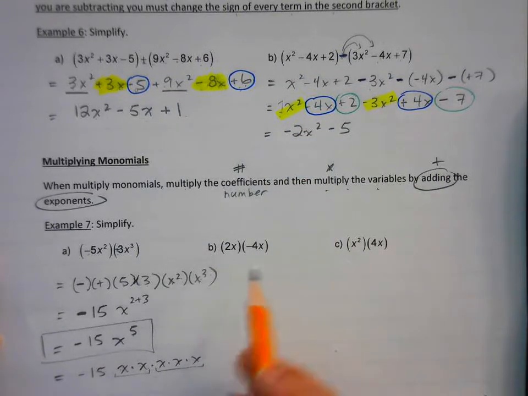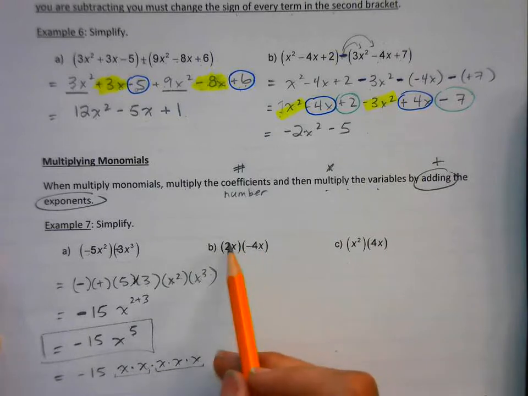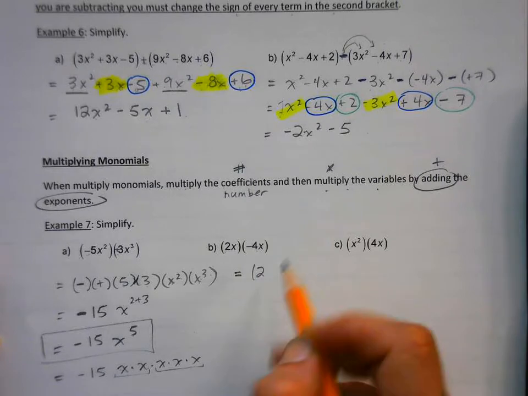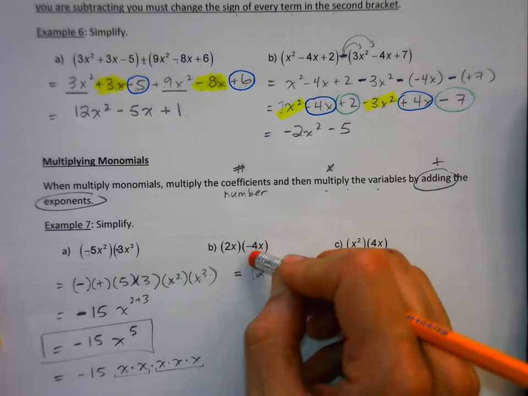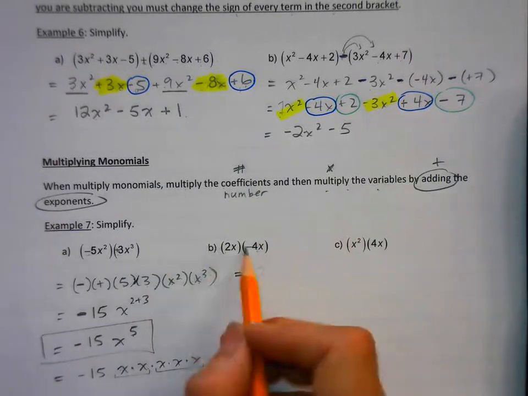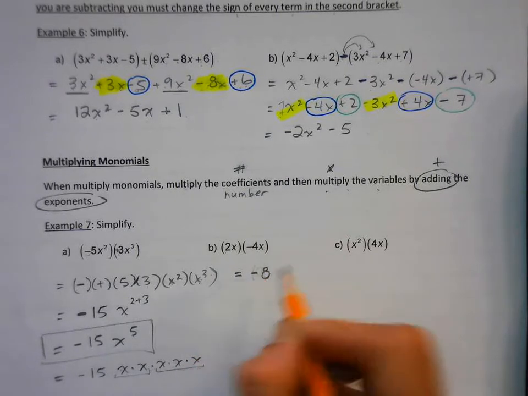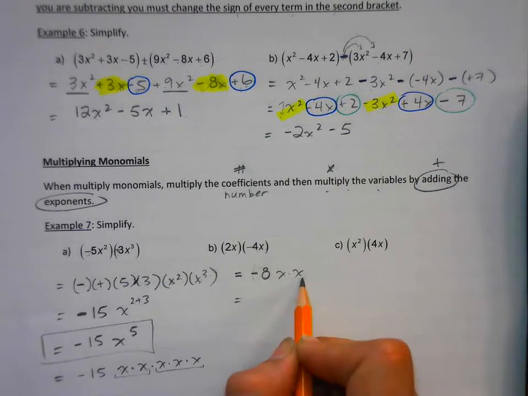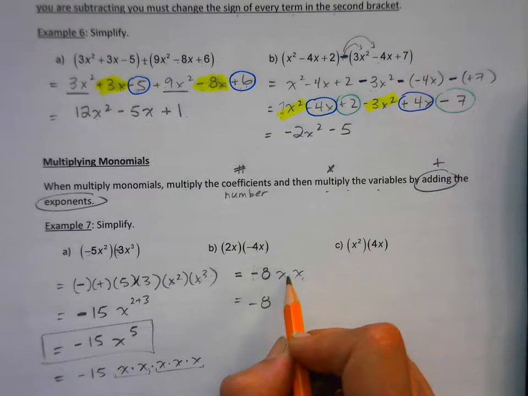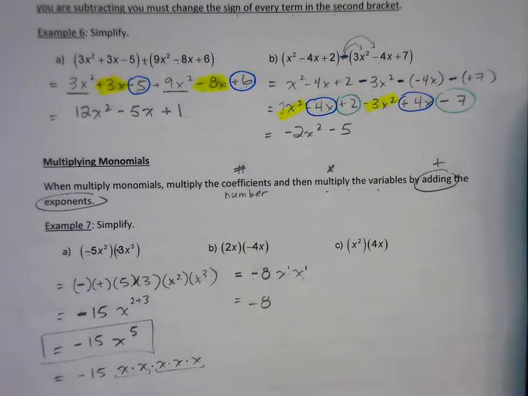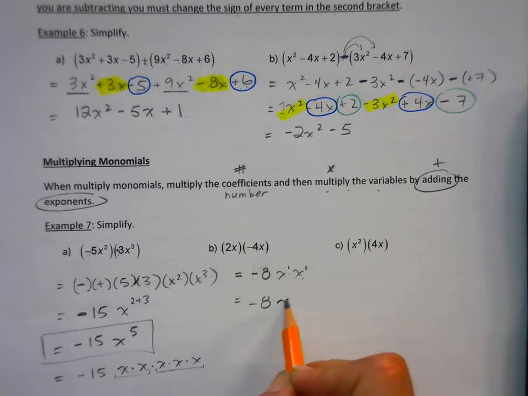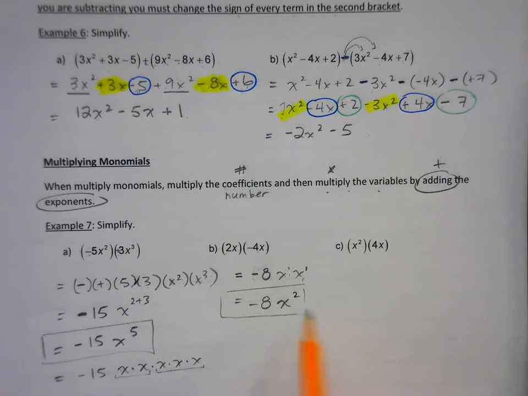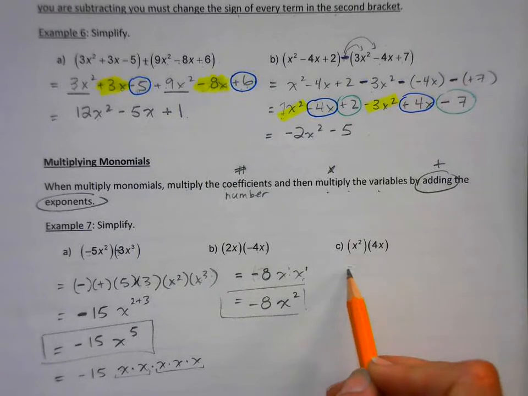I don't have to do all that work for these ones. So here we can do our 2 times negative 4. 2 times negative 4 is negative 8, because these are different signs. There's our negative 8. And I have x times x. How many x's are there? There's 2. And if you want, you can imagine a little exponent of 1 there. So you get x to the power of 2. There's your simplification.